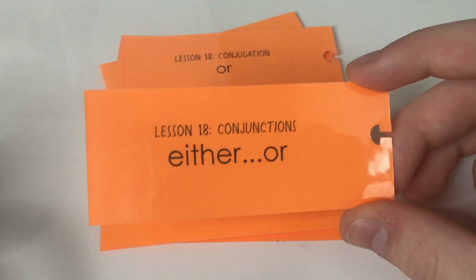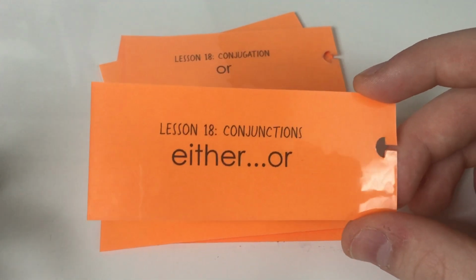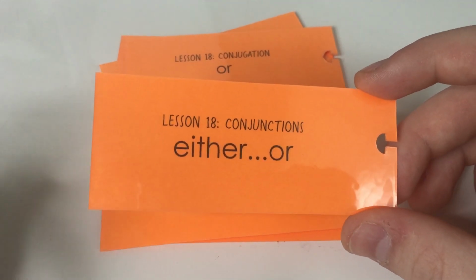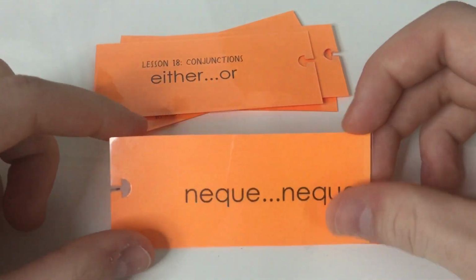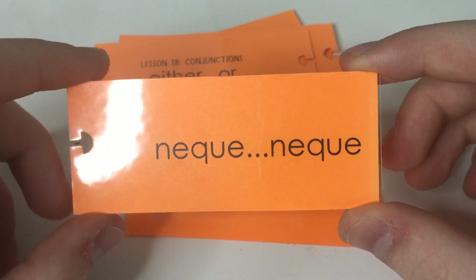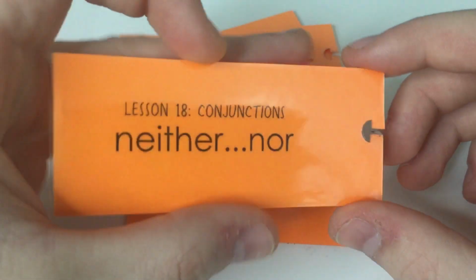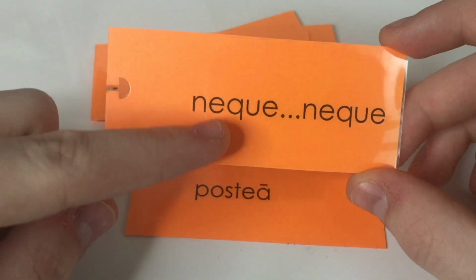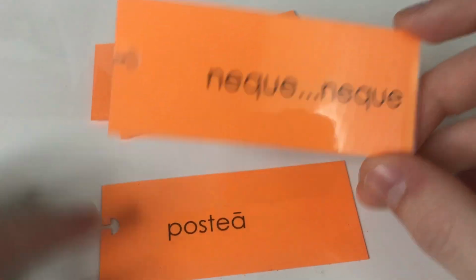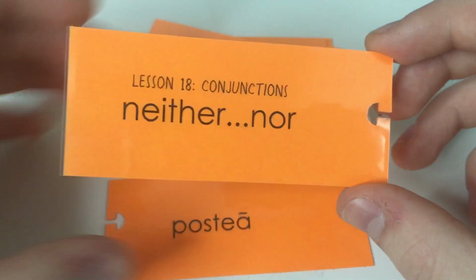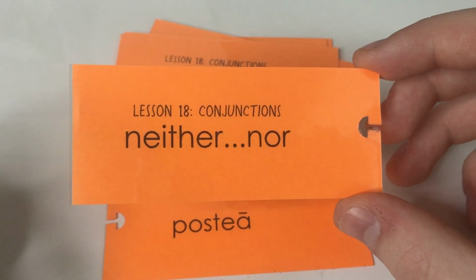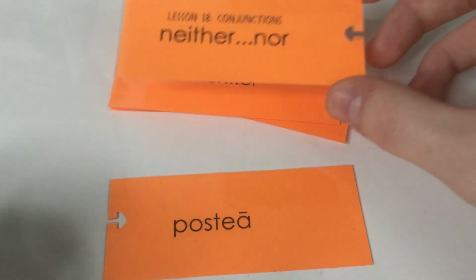So if you see one, make sure to check to see if there's another, because if there's two, then it means either or. The first one means either, and the second one means or. And then we have neque, which means neither nor. Note the ne at the beginning. That's one of our negative particles. That's just something that helps you remember it. It's not necessarily that there is an e added onto it, but it means neither nor.